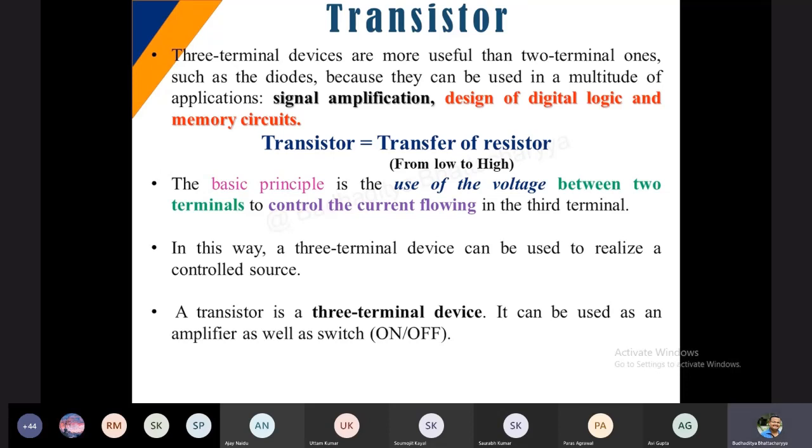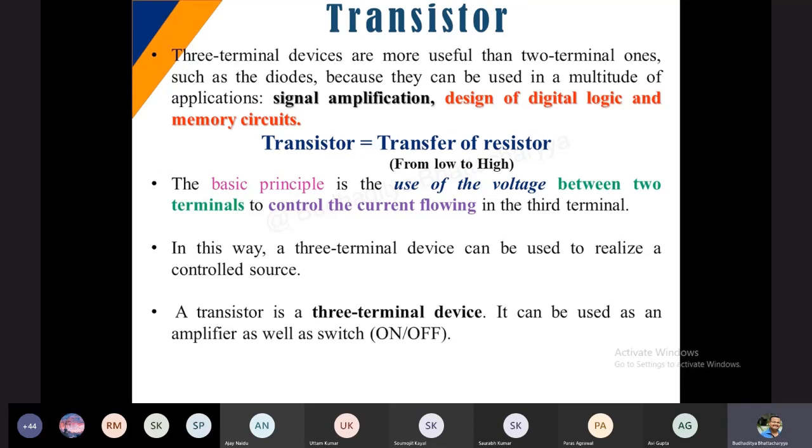Now, in terms of BJT, in terms of transistor, what happens if by some means we can make an effort so that a portion of the transistor has a low resistance and a portion of the transistor has a higher resistance? Then, because of the difference of the resistance, the current will flow accordingly.